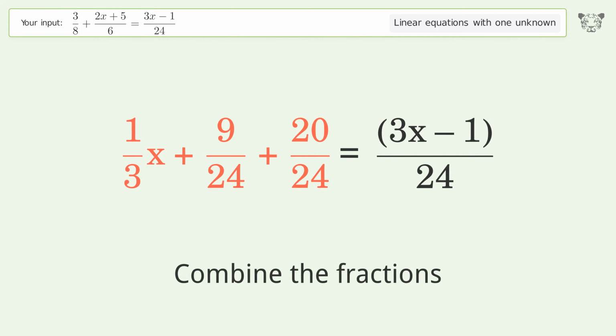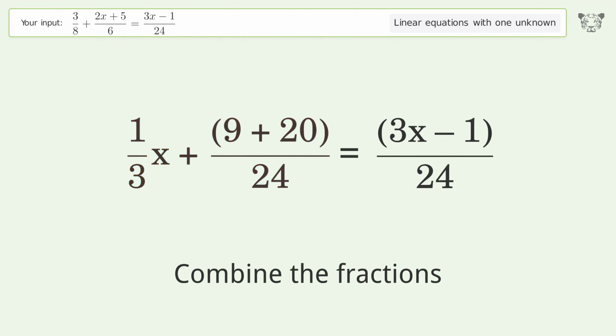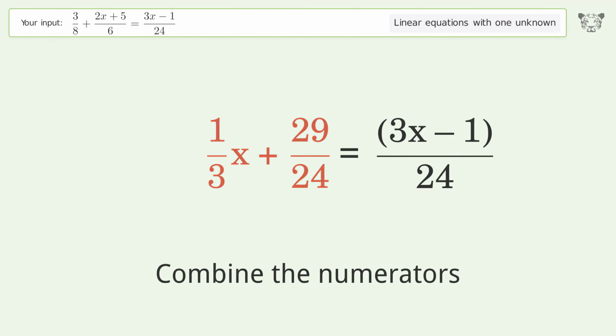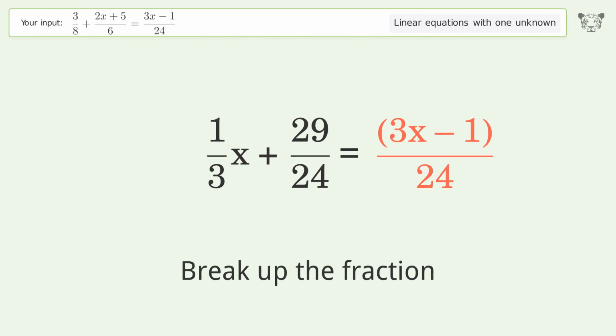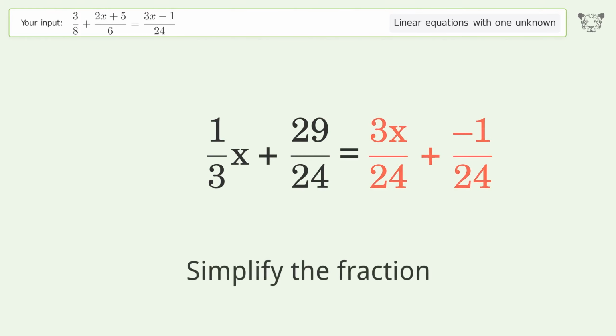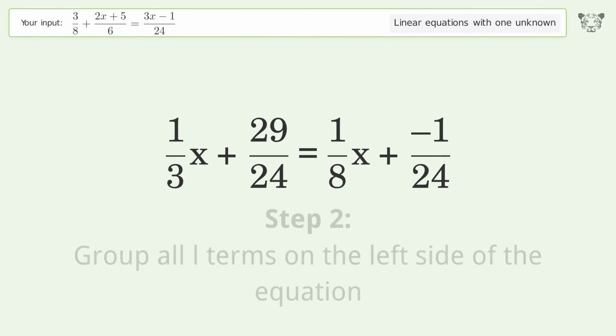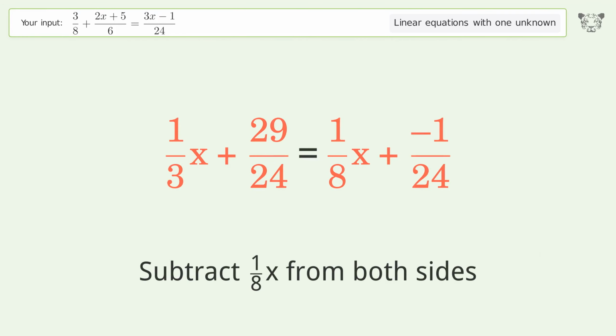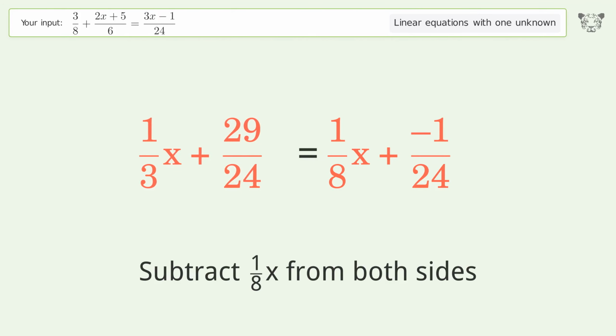Combine the fractions. Combine the numerators. Break up the fraction. Simplify the fraction. Group all L terms on the left side of the equation. Subtract 1/8x from both sides.